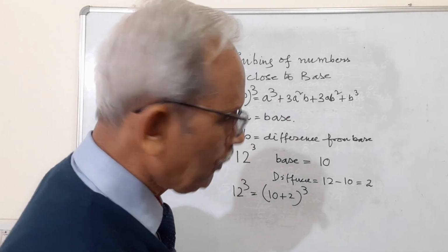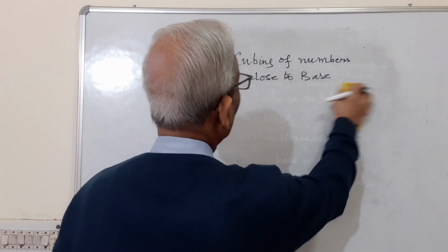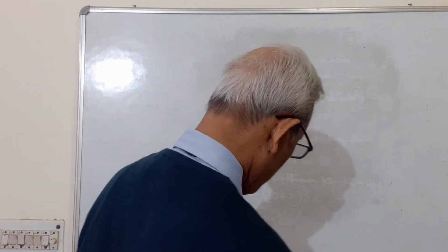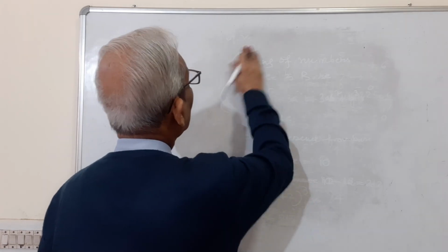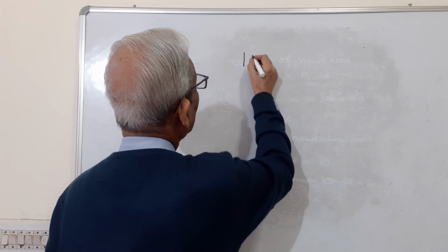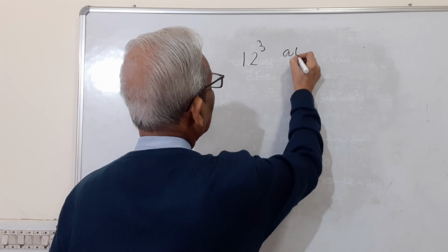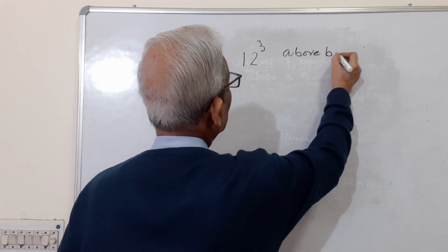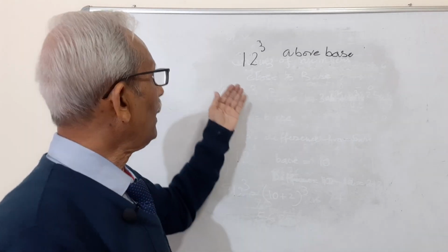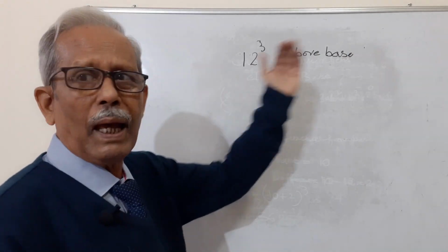If it is 10 plus 2 whole cube, now let us do the cubing. Remember what I have told you right now. Let us try to find 12 cube, where the number is above base. There are two ways: the number may be above base or below the base. Say the number is 9 cube, then it is below 10. Here it's 12, so it's above base.